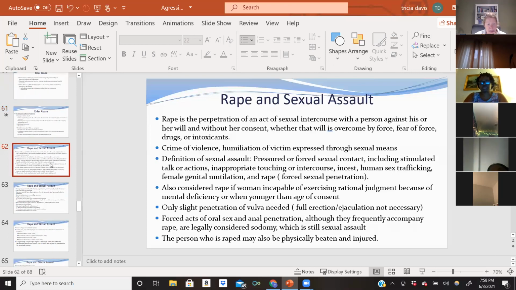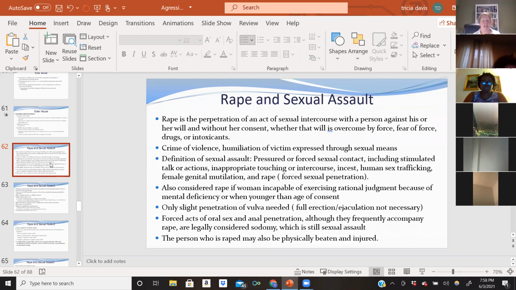Okay, so rape and sexual assault. So rape is the perpetration of an act of sexual intercourse with a person against his or her will and without her consent, whether that will is overcome by force, fear of force, drugs, or intoxicants. It is considered a crime of violence. It is a humiliating act for the victim.